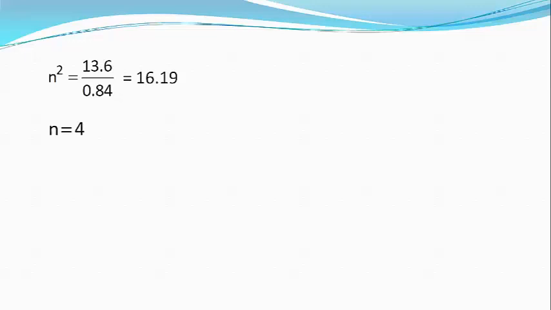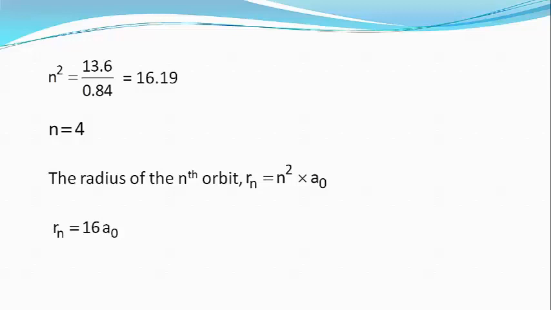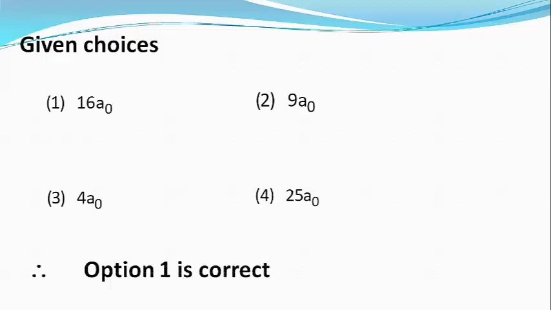We know that the radius of the nth orbit is given by Rn equals n square into A0, or Rn equals 16 into A0. Our answer matches with option 1, and hence option 1 is the right answer.